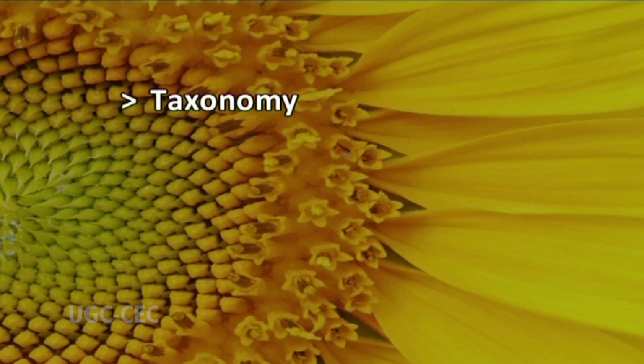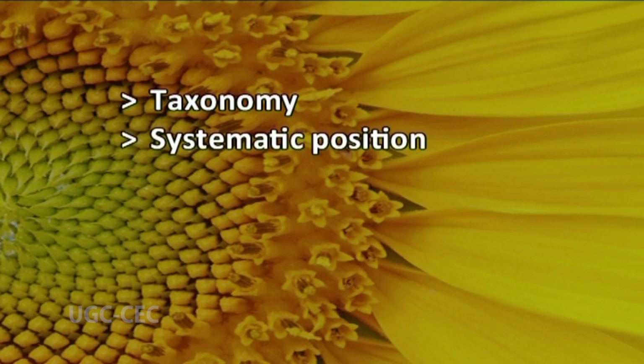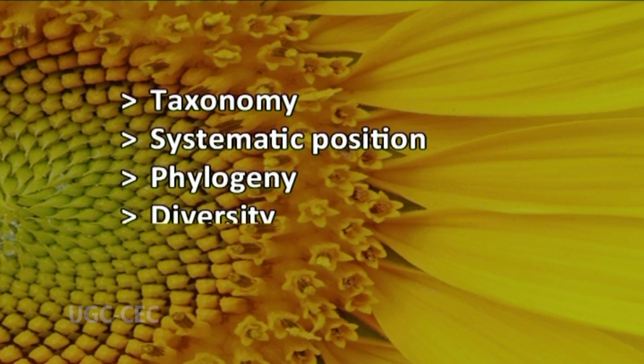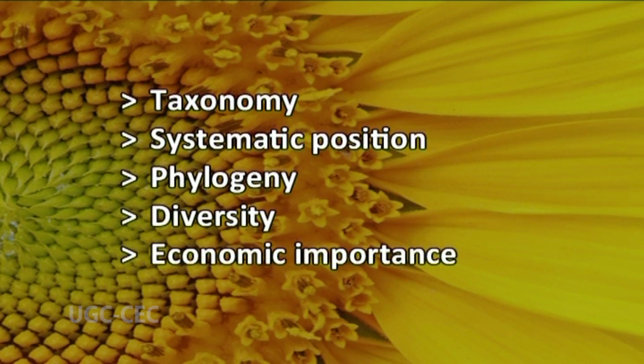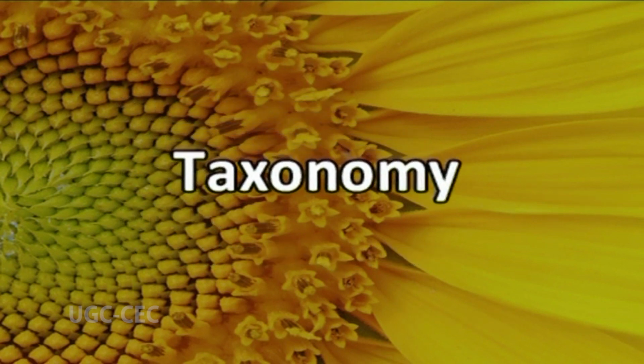After this brief introduction of the family Asteraceae, in today's lecture, we are going to deal with the following aspects of the family Asteraceae in detail. These are, number one, taxonomy, number two, systematic position, number three, phylogeny, number four, diversity, and fifth, the economic importance of Asteraceae. So, starting with taxonomy.